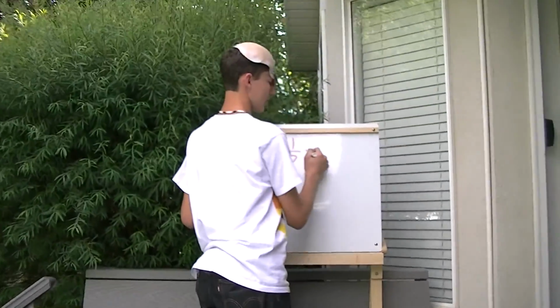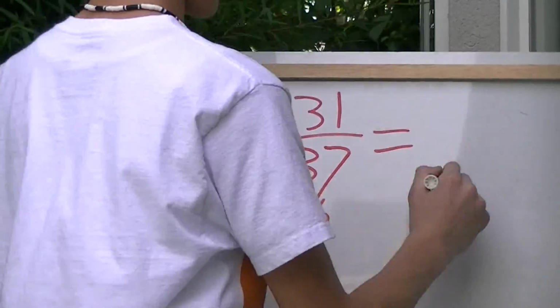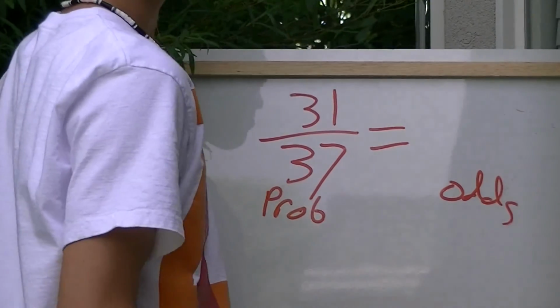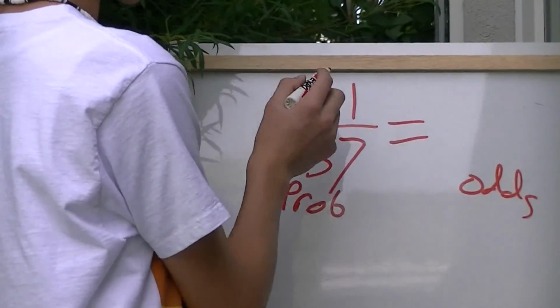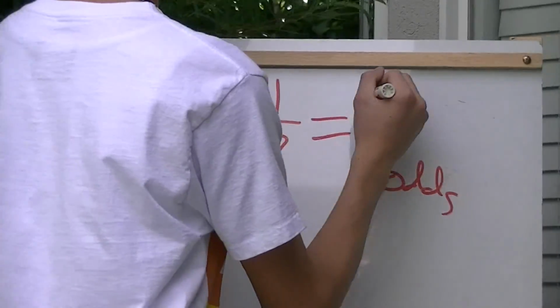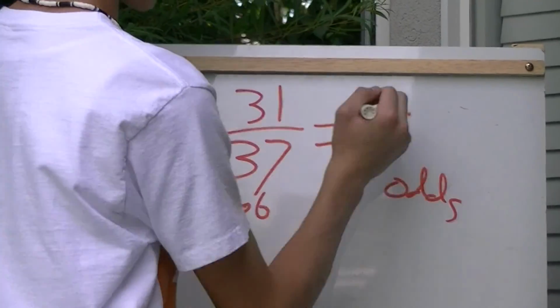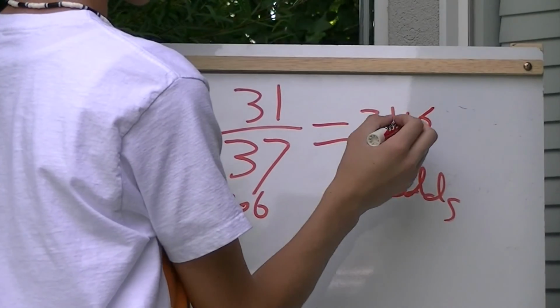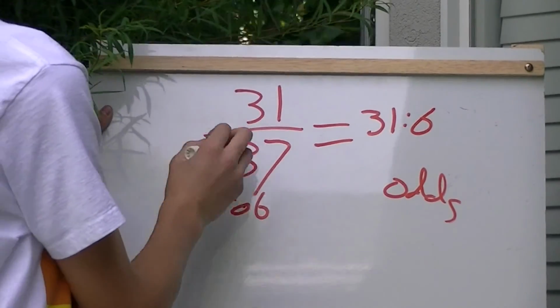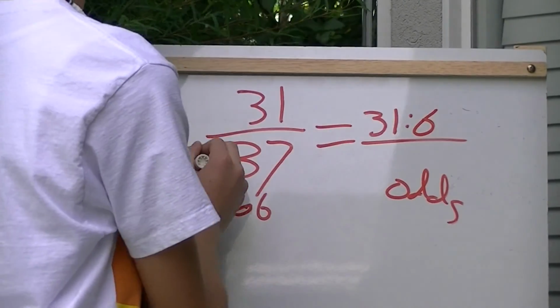And converting it to odds, in order to convert it to odds, you have to compare the total amount of successes to the total amount of fails, which would equal 31 to 6, because there are 6 failures after this. And those are your answers.